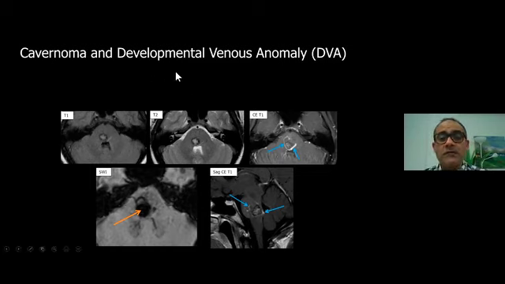Always when we see a DVA, we should search for an associated cavernoma, which is not uncommon with DVAs, and also vice versa. When you see a cavernoma, there might be a DVA that will not appear unless you give contrast media.